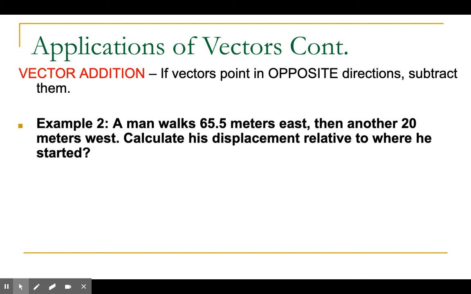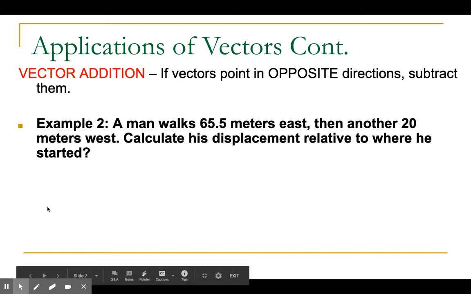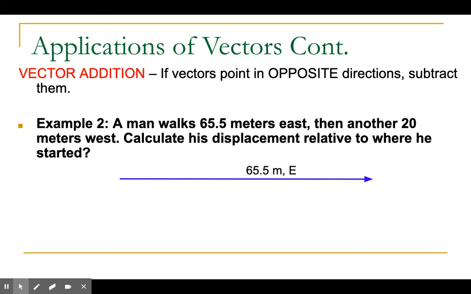So in this example, a man walks 65.5 meters east, then 20 meters west. Calculate his displacement relative to where he started. So again, we're going to use a pictorial representation to denote the vector. So we're going to start at the origin and draw a vector. Label that vector 65.5 meters east. We are then going to add the vectors from tail to tip. So the tail of the second vector should line up with the tip of the first.